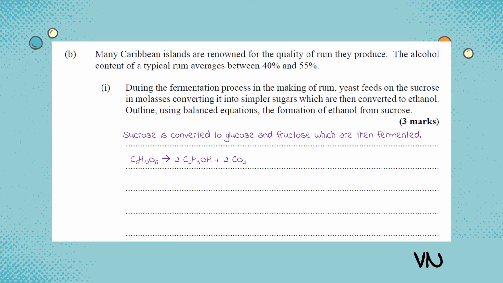So all you have to state there is that sucrose is converted to glucose and fructose, which are then fermented. The equation there is the fermentation equation, where we have glucose forming ethanol and carbon dioxide gas.